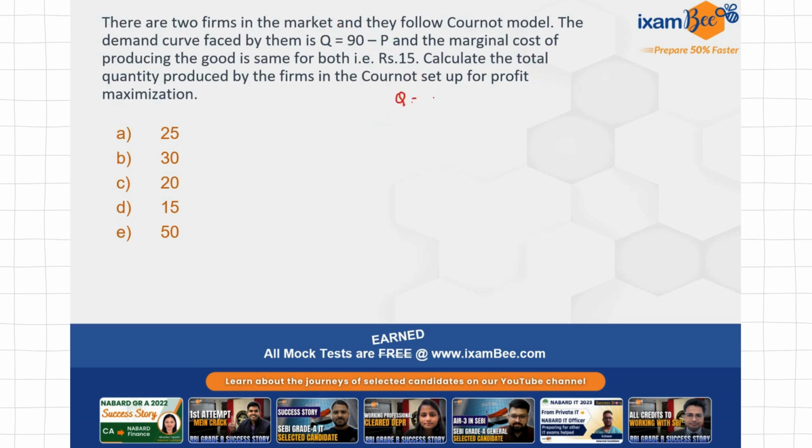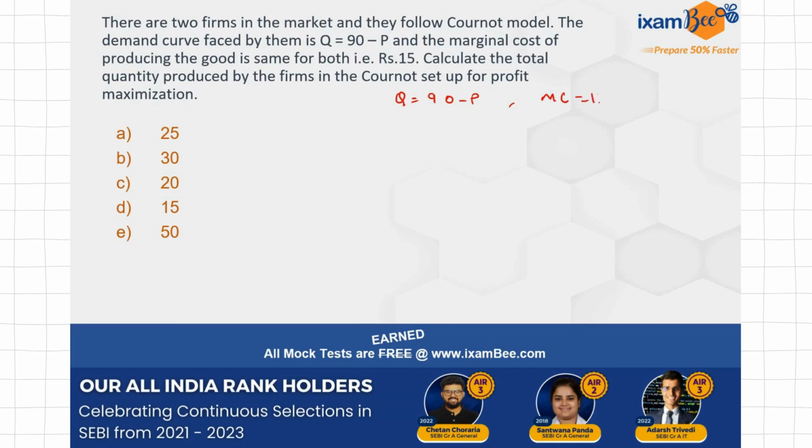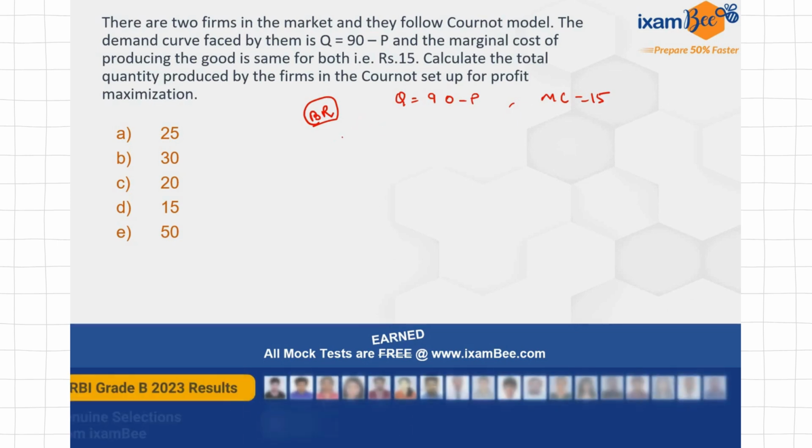We first write down the demand function, which is Q equals 90 minus P, and we are given the marginal cost, which is 15. One procedure for solving such questions is a lengthy one: you find the best response functions of both the firms and then equate them to find the quantities. There is a shortcut trick also which I will tell you towards the end, but let's first look at the long procedure.